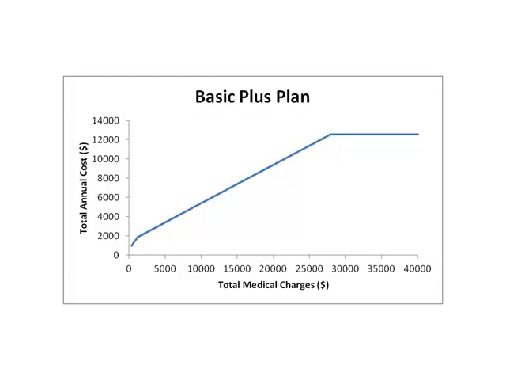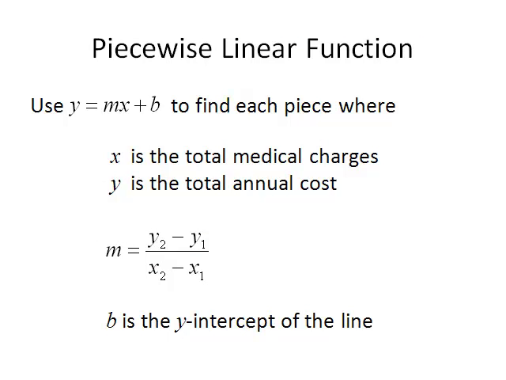If we graph the total annual cost as a function of the total medical charges, we see three line segments. The first segment corresponds to charges where the plan deductible has not been met. The middle segment corresponds to charges after the deductible is met, but before the out-of-pocket maximum is reached. The last segment matches the charges after the out-of-pocket maximum is reached. To find the piecewise linear function for this graph, we'll use the slope-intercept form of a line with x representing the total medical charges and y representing the total annual cost.